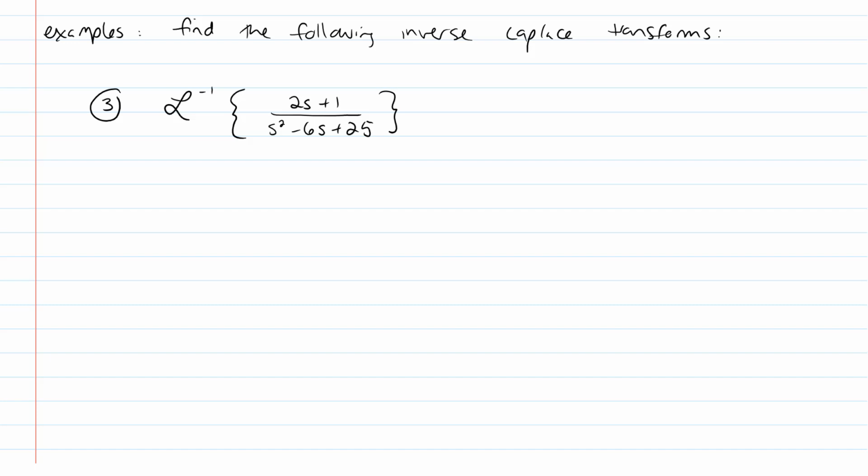So for our third example, we're going to find the following inverse Laplace transform. The inverse Laplace transform of 2s plus 1 over s squared minus 6s plus 25. So we take a look at the denominator and we notice that we cannot factor it. So we're going to complete the square.